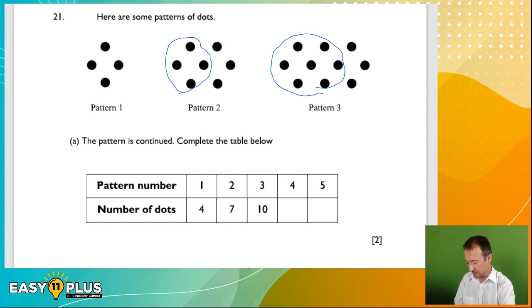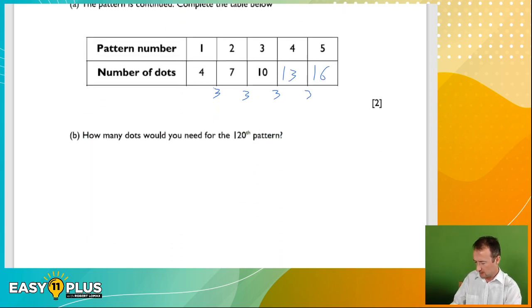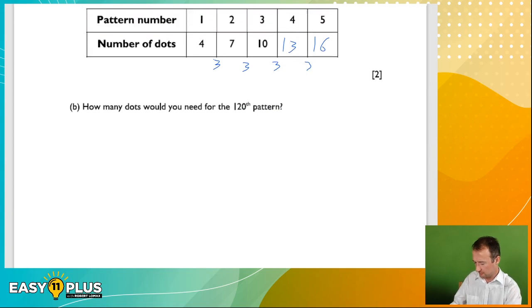And indeed, if you look at number of dots down here, we can see that going on. We're adding 3, we're adding 3. So of course, the next one's going to be 13, and the next one is going to be 16. Easy peasy. Okay. How many dots would you need for the 120th pattern?